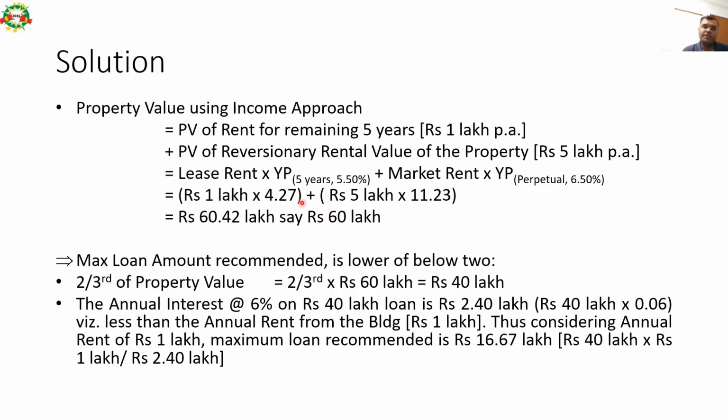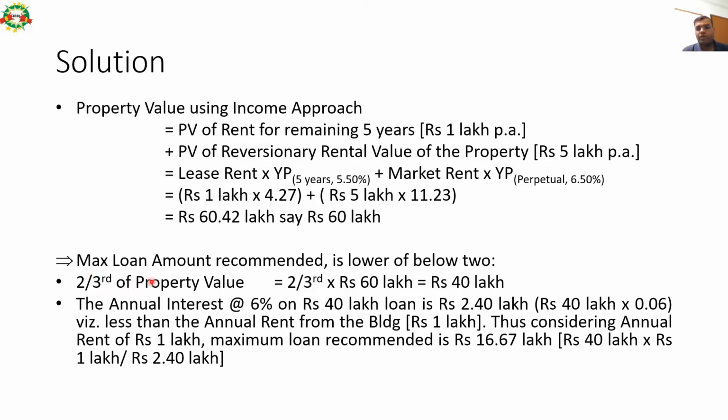So 4.27 gives the present value of the rent which we are going to get from the property for the next remaining 5 years of the unexpired lease period, and 5 lakh rupees thereafter we will start getting on an annual basis. If we multiply it with year purchase in perpetuity at 6.5%, given in the question, that means 5 lakh into 11.23. So the total value of the property is 60.42, say 60 lakh rupees. This is the value of the property considering the income approach, or the rental method.